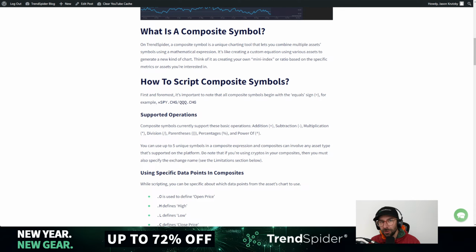Can you pull up spot gamma on each ticker? At this time, that's not possible. We are working on some gamma stuff.